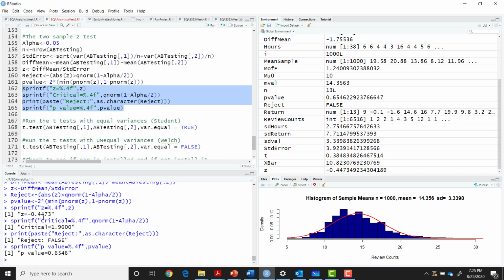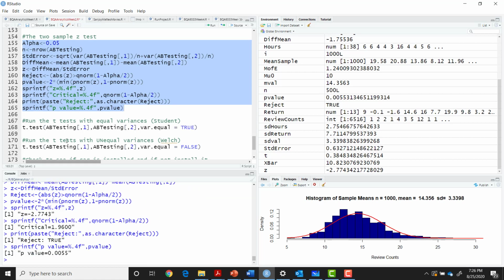Okay. And you can see here that we have a low z-score. And the critical value is 1.96. So we failed to reject, and we have this whopping large p-value. So let's have a quick look and just make sure I did this correctly. I'm just going to do it all from the beginning.